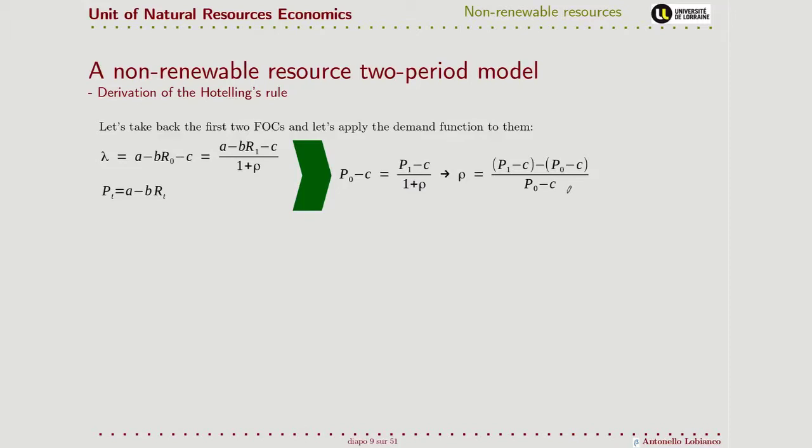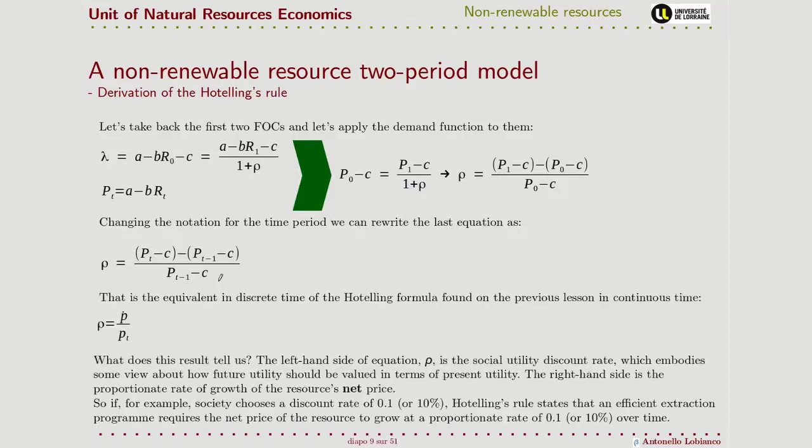What is this? Well, we can just change the notation to make it a little bit clearer, with P1 equal to Pt and P0 equal to Pt minus 1. And this is nothing else than, in discrete time, what we got in the previous lessons in continuous time. So the growth rate of the net price, and this is the important bit. It is the net price that, for an efficient extraction of the resource, would grow at a rate equal to the social discount rate. So for example, if this is 0.10, the net price should also grow at a rate of 10%.